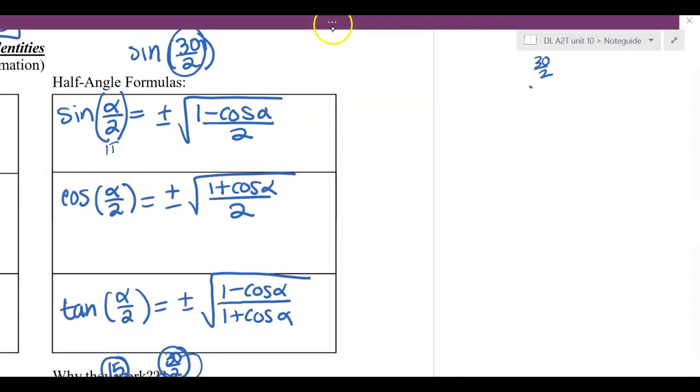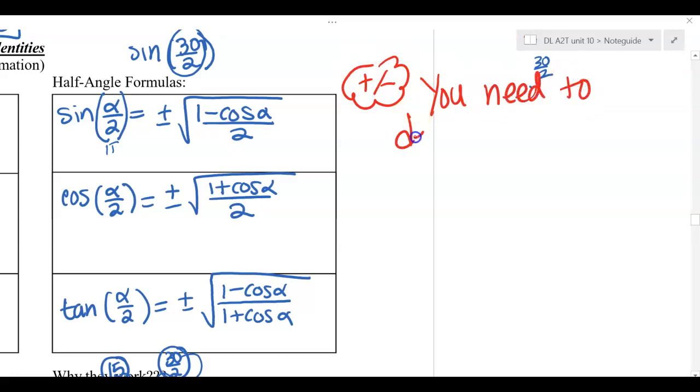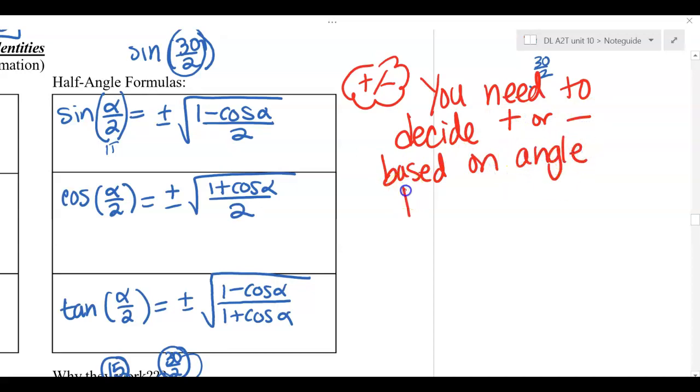The next thing I want you guys to do is make a big note next to these formulas about the plus or minus. Okay? The plus or minus is not both. You need to decide plus or minus based on angle location. And make sure you're picking the right angle.